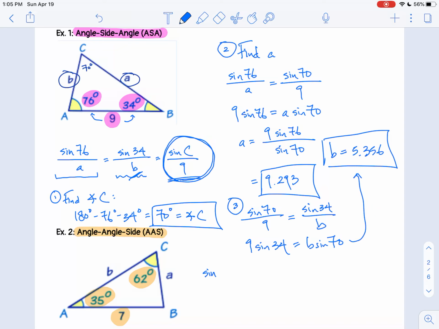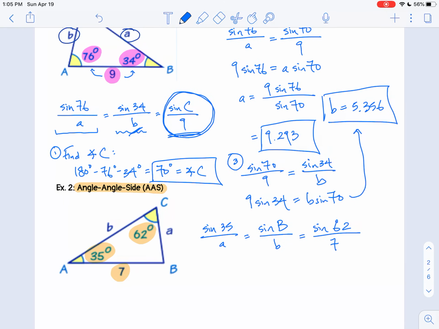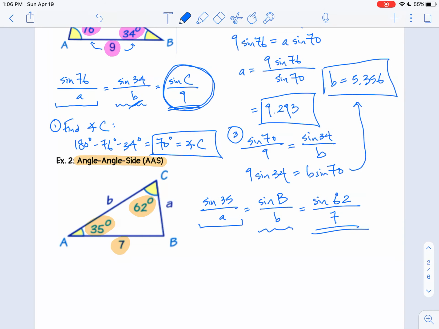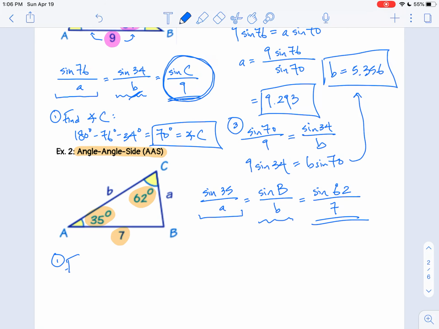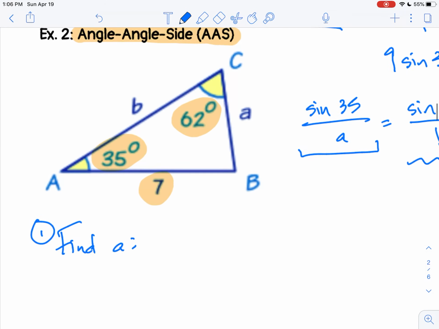So I have sine of 35 over little a equals sine of capital B over little b equals sine of 62 over 7. Okay? Now again, we want to see, do we have a full pair? So I see that I have this, which is not a full pair. This one is definitely not a full pair, and this one is a full pair. So what I can do here is I have a few choices, all right? So the way that you do this, it doesn't necessarily have to be in this order, but I'm going to go ahead and find little a first. So find little a. All right.